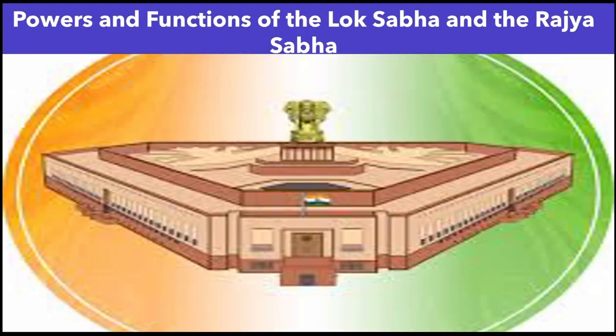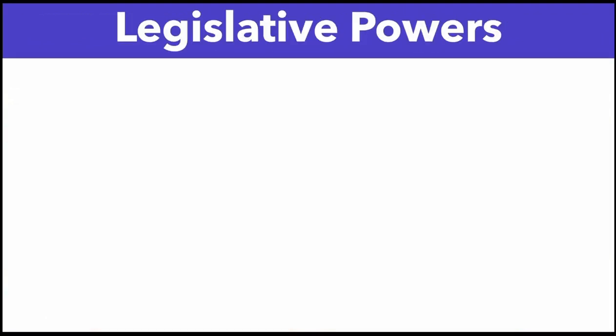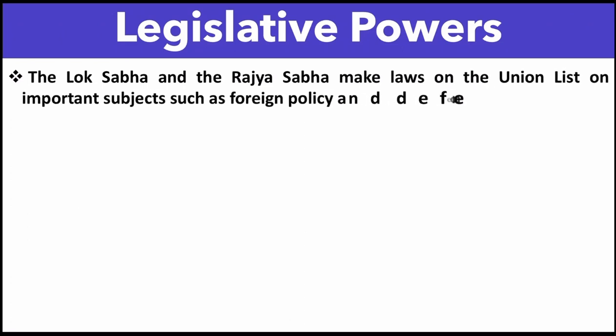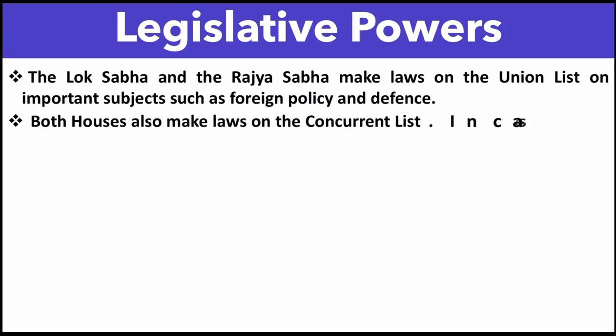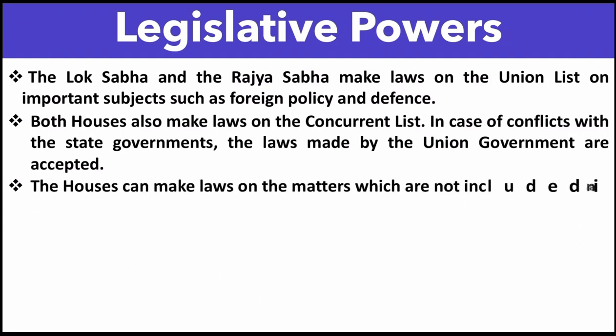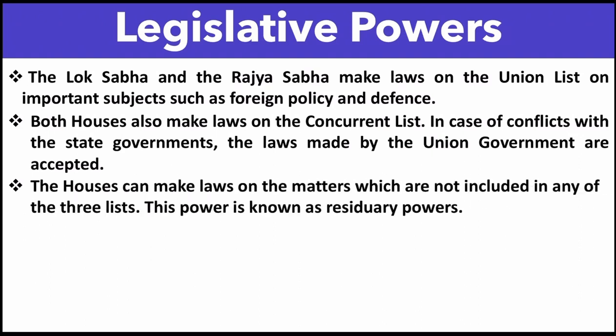Now let's understand the powers and functions of Rajya Sabha and Lok Sabha. The first power is legislative power. The Lok Sabha and the Rajya Sabha make laws on the union list on all important subjects such as foreign policy and defense. Number 2, both houses also make laws on the concurrent list. In case of conflict with the state governments, the laws made by the union government are accepted. Number 3, the house can make laws on matters which are not included in any of the 3 lists. That list is called the residuary list or residuary power.